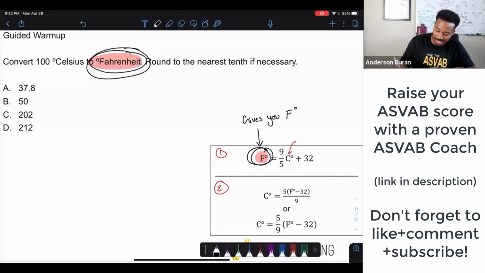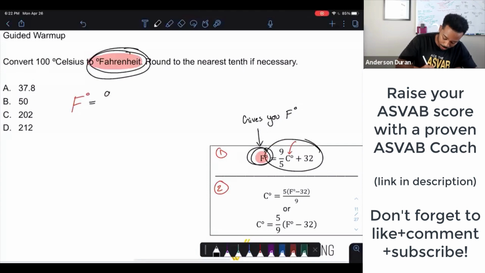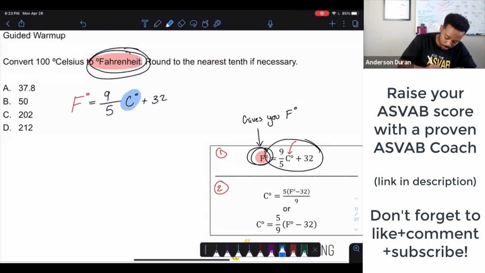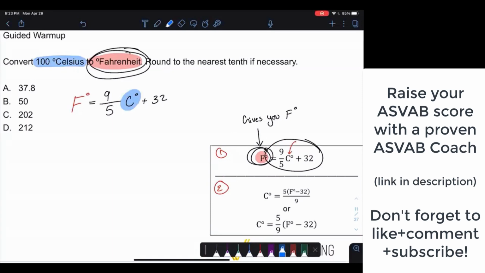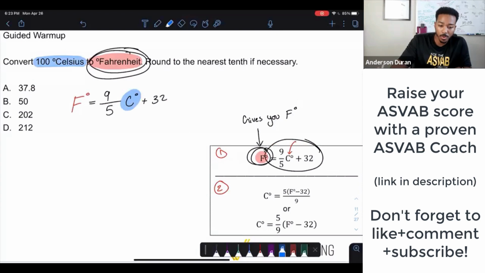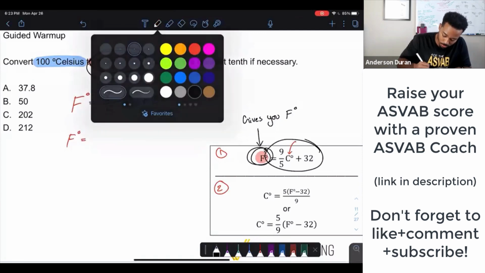And so with that said, we're going to go ahead and plug things in. We're looking for Fahrenheit. And that's going to equal, copy the formula, 9/5 times Celsius plus 32. What do we have for Celsius, everybody? How many degrees? 100. Right. We got 100. And so with that, boom, we're going to go ahead and plug that in and have a good day. So here we go. F degrees equals 9/5 multiplied by that 100.